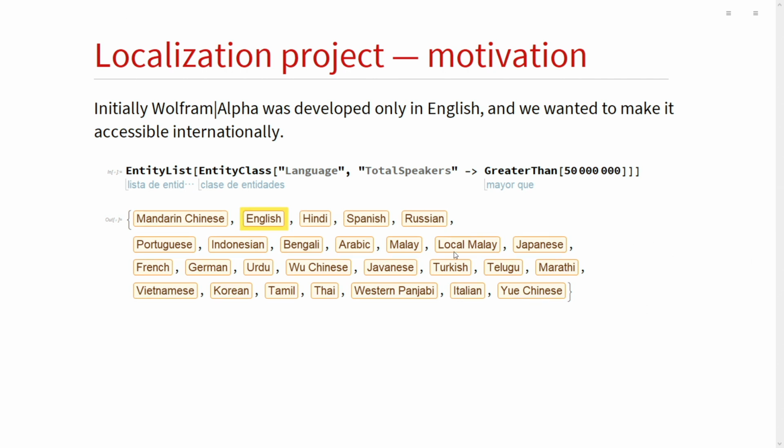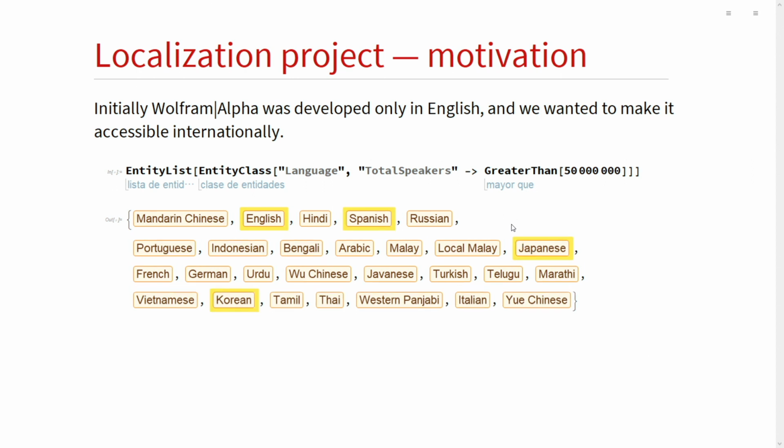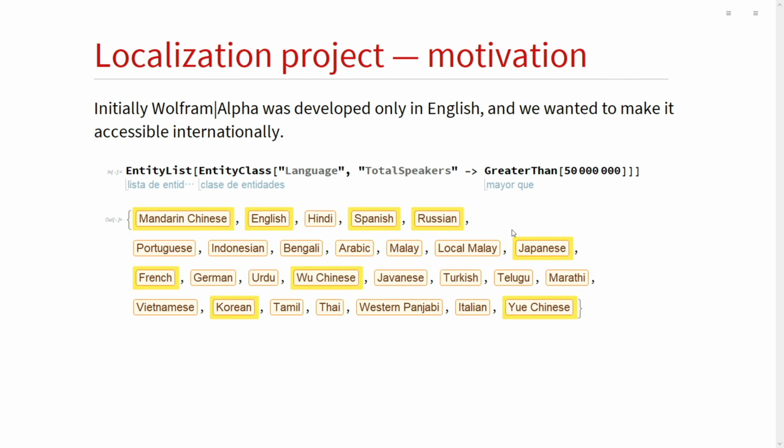Initially we released only in English. Then we went to Japanese. The next step probably is going to be Spanish and Korean, which is also in very good shape. Then we want to expand to French, Chinese, and Russian. Probably then we would like to expand even more, but these are the ones currently in progress.